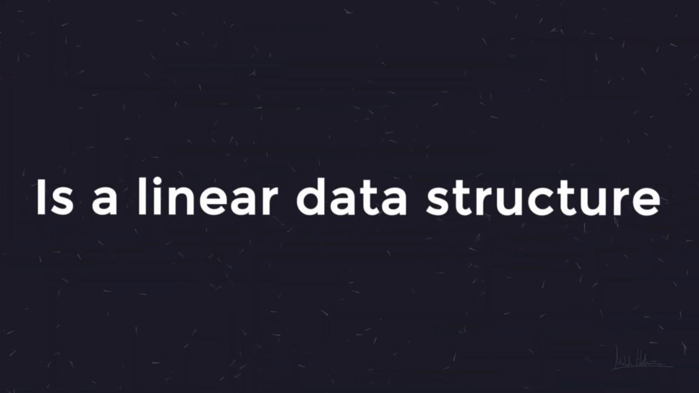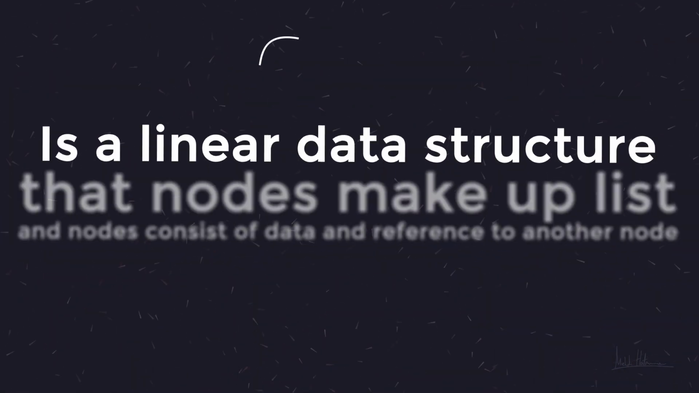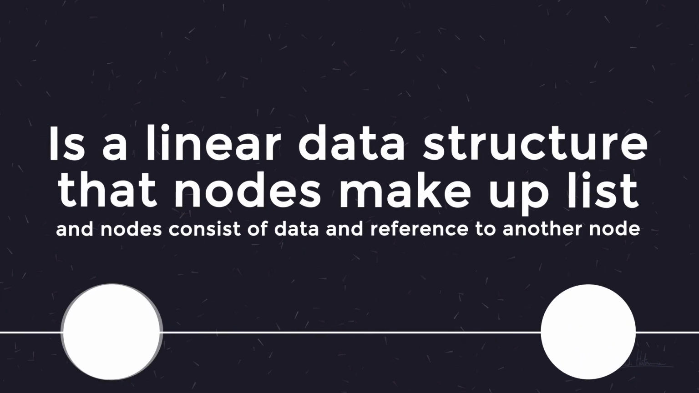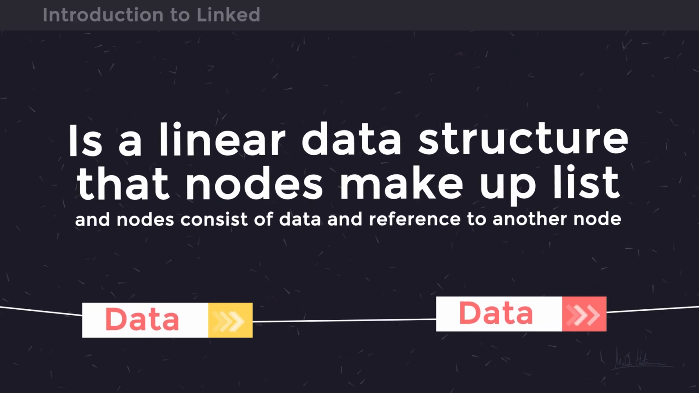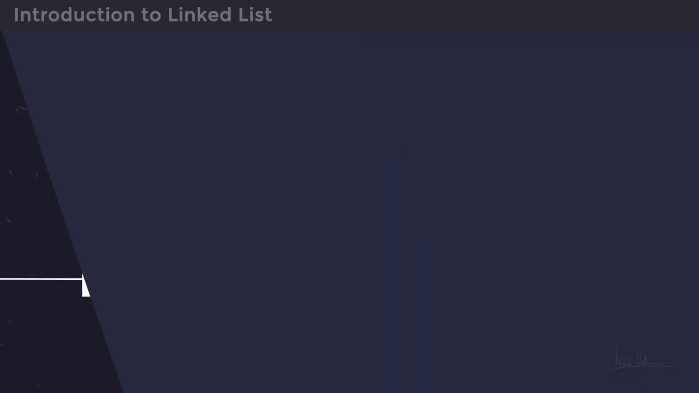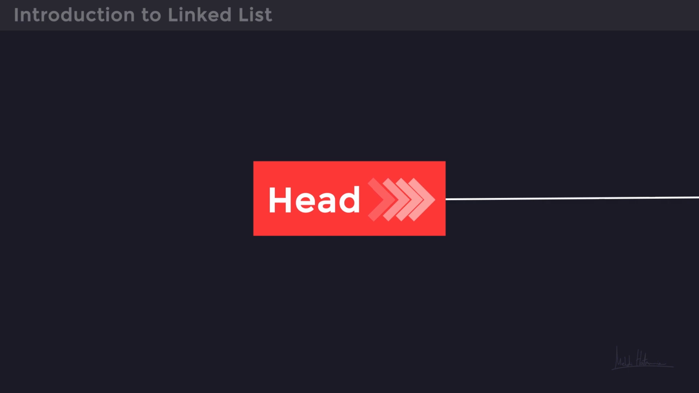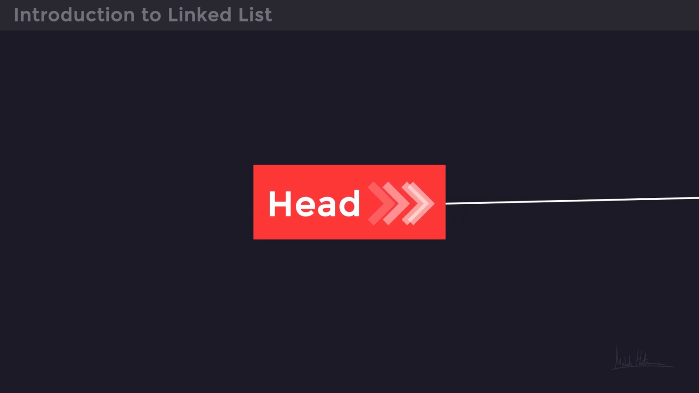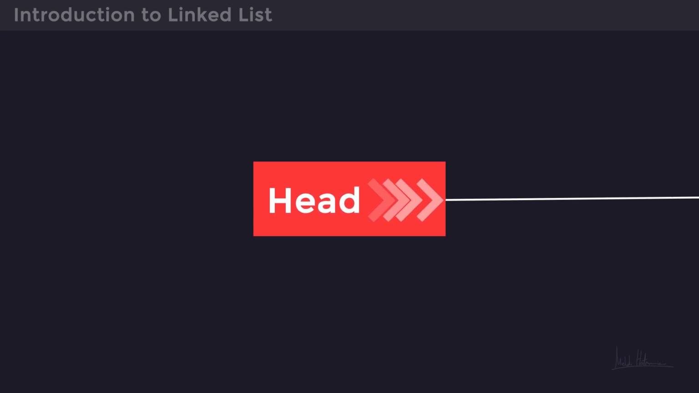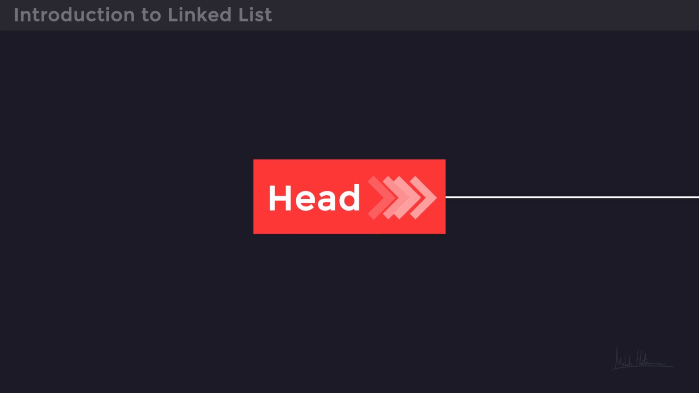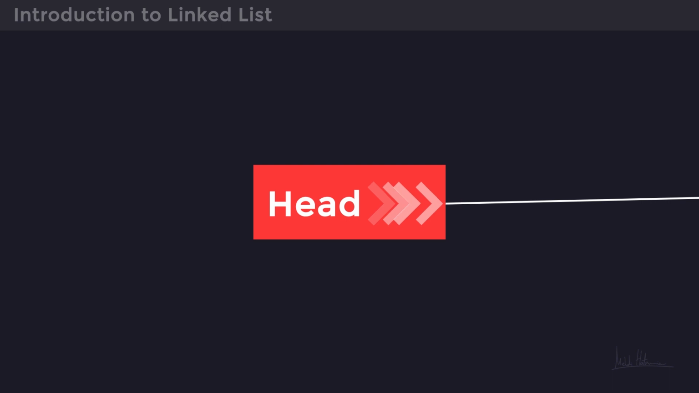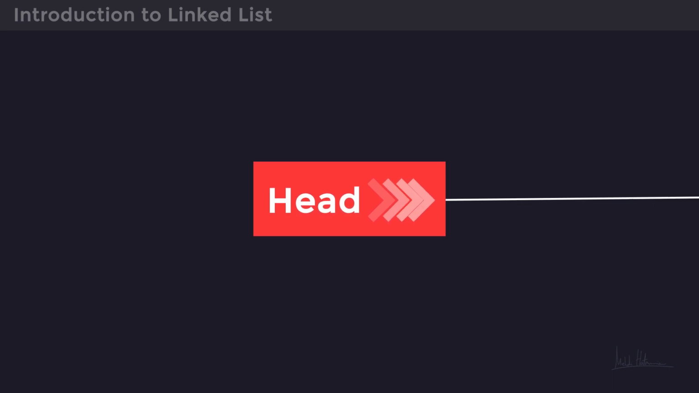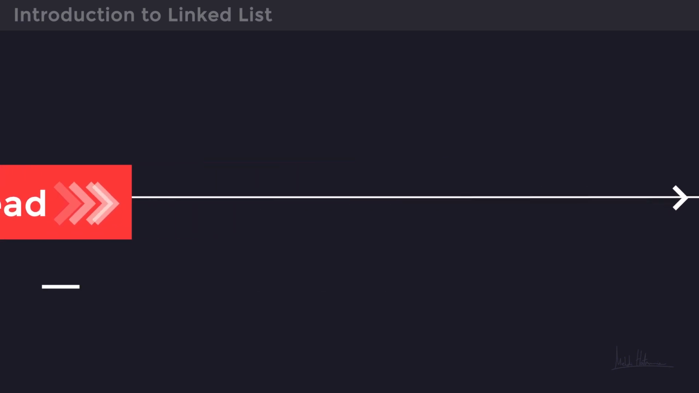In this lecture, we are going to discuss linked list, a linear data structure that consists of a series of nodes connected together as a chain. At the beginning of every linked list, there is a head. Head doesn't contain any data. Head contains the address of the first node within the linked list. Therefore, head points to the first node of the linked list.